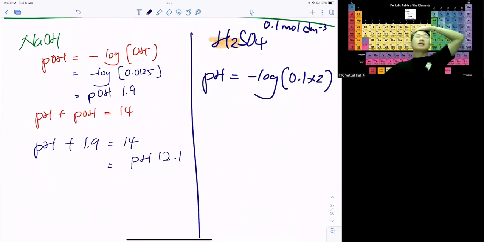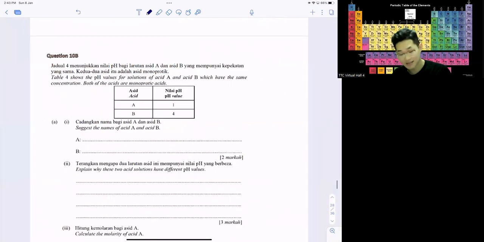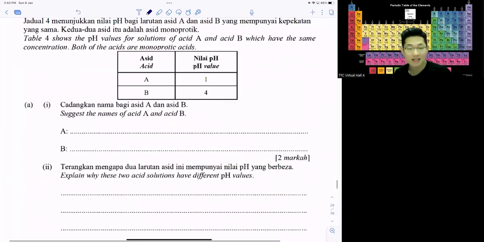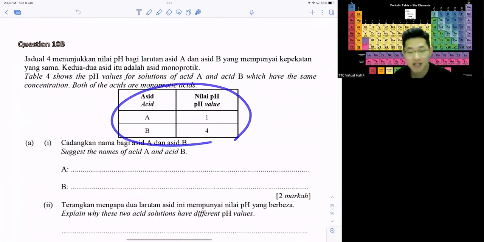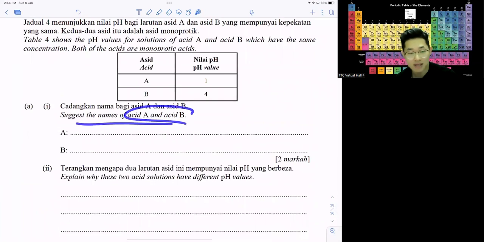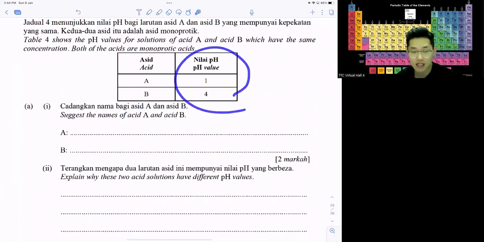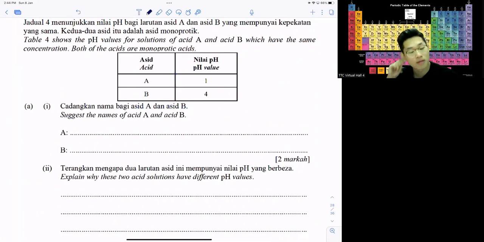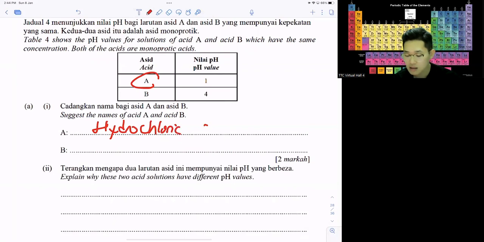Okay, next. This question shows you a different pH value, but they are both monoprotic acid. Suggest the name of acid A and B. Like I told you, usually when the pH value is different, they will be strong and weak. So this is strong, hydrochloric acid, and weak acid, ethanoic acid.